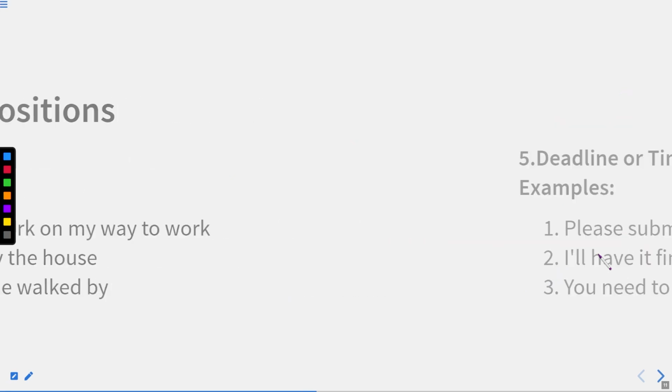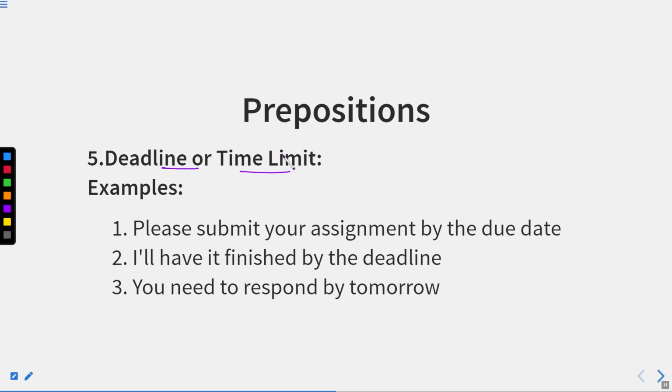Now let us move to the next one. Deadline or time limit. Whenever there is a time limit, whenever the deadline is shown, we use the preposition by. Please submit your assignment by the due date. By the due date means before the end date. I'll have it finished by the deadline. By the deadline means before the deadline. So in this context, by behaves like before. So it can be used as different prepositions as well. You need to respond by tomorrow. It means till tomorrow or before tomorrow. Now let us move to the next one.